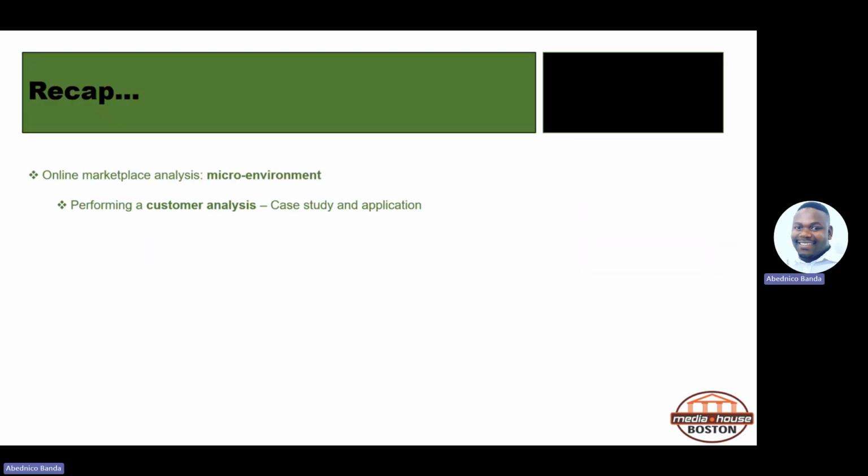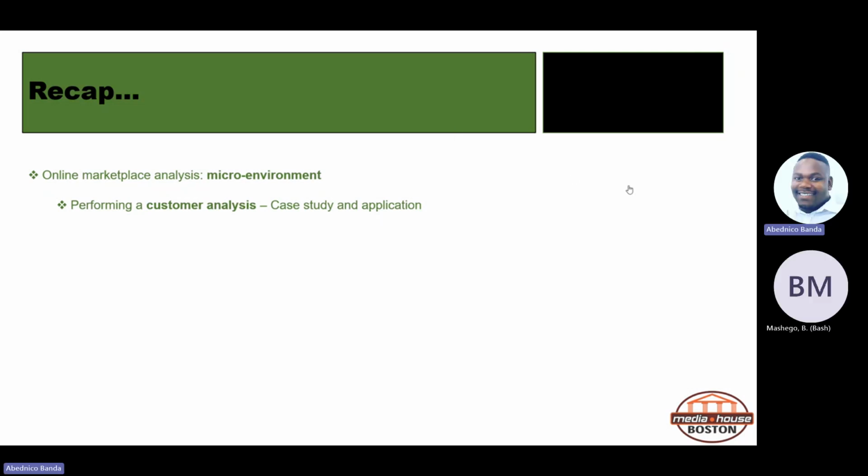And we discussed last week that the digital marketing environment has got 2 elements. The first element is the micro analysis. Other sources would call them the internal analysis. Then the next one is the macro analysis.